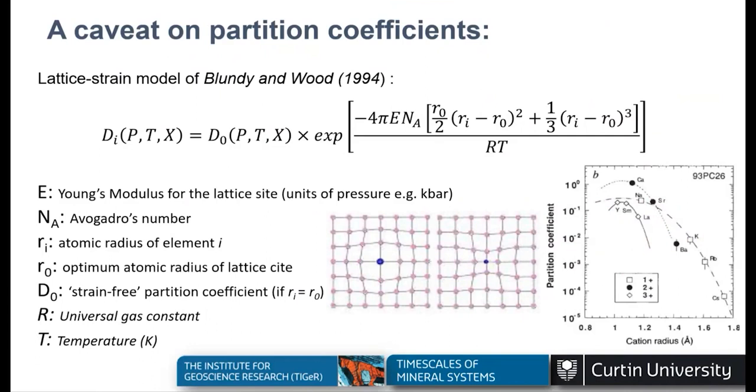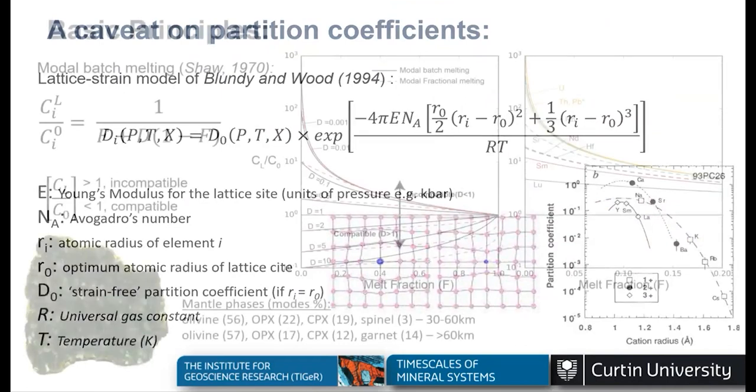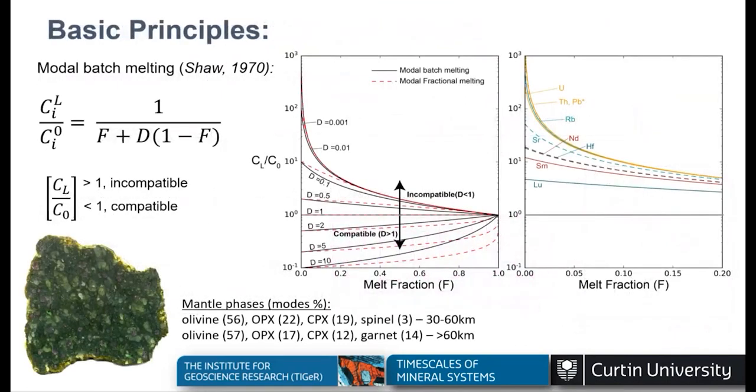And they came up with this complex model that actually fits experimental data quite well for most elements. So you can go down a rabbit hole on that, but for general principles, we can get some rough ideas about what these D values are that illustrate mostly what we see in nature.